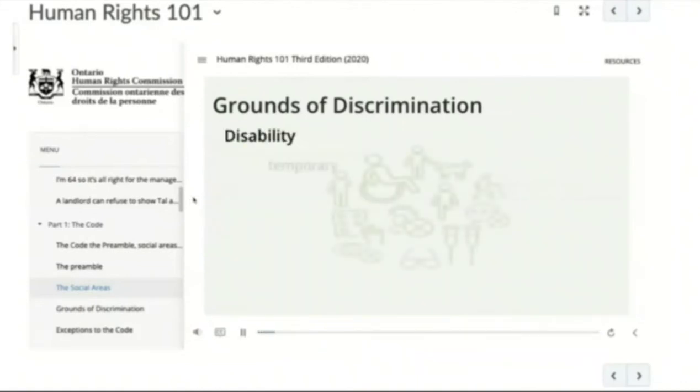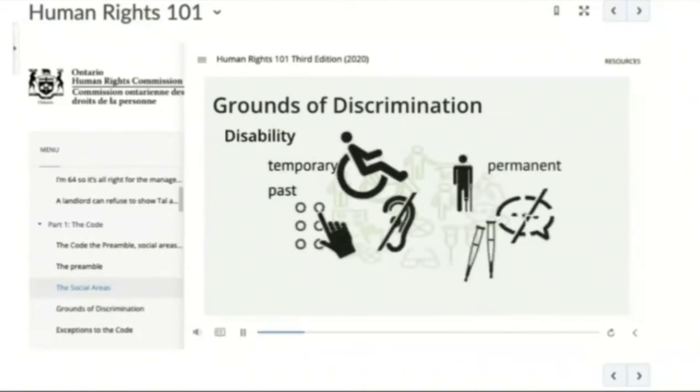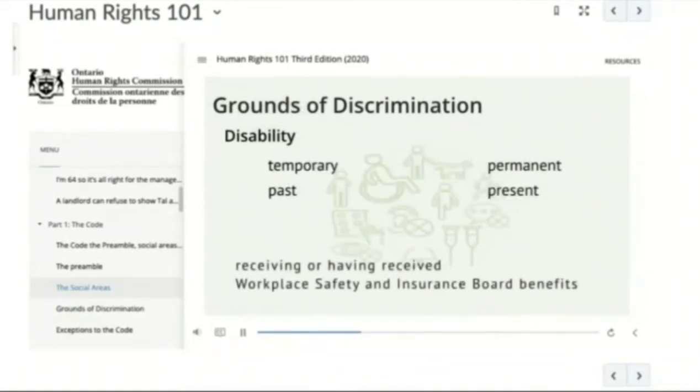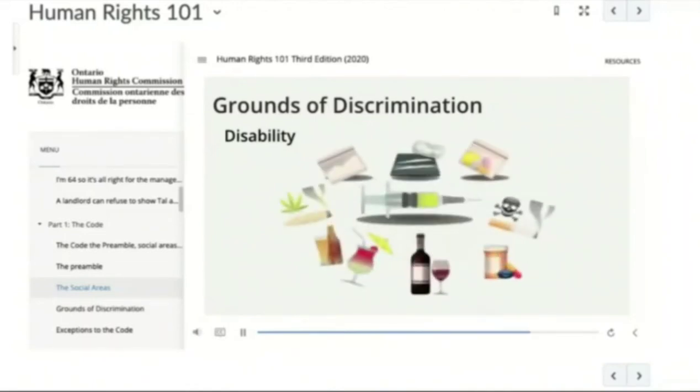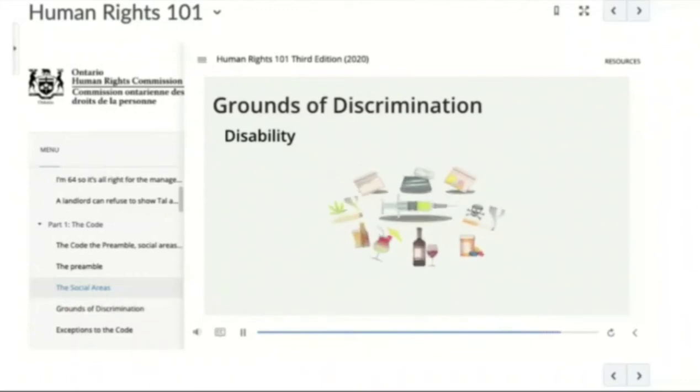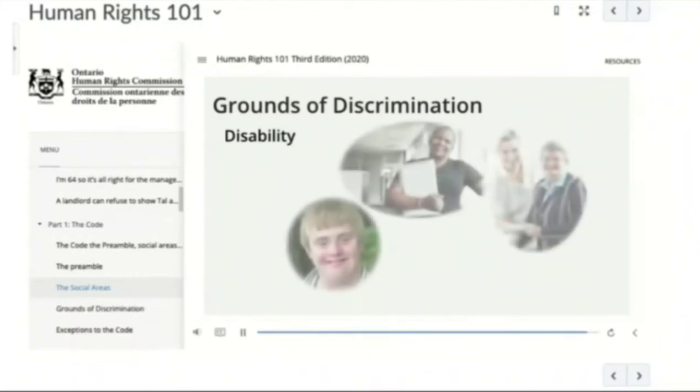Disability includes temporary and permanent disabilities, past or present disabilities, receiving or having received Workplace Safety and Insurance Board benefits. Disabilities can be physical, learning, developmental, or mental health related, or drug and alcohol addictions. Disabilities can be visible, invisible, or perceived.